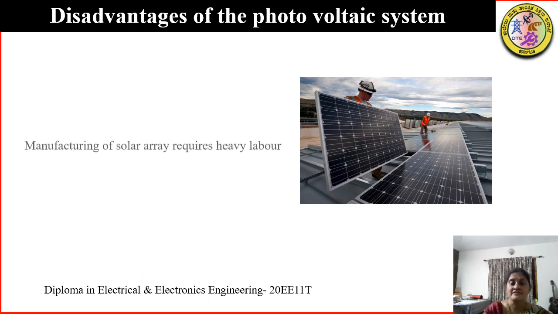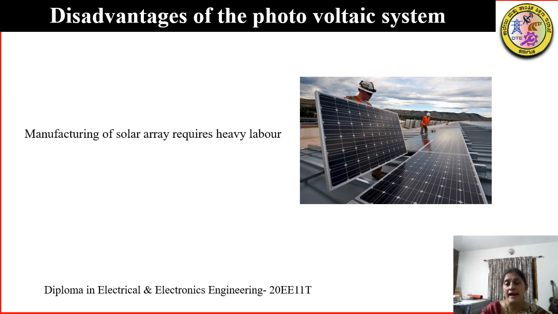Manufacture and installation of solar arrays requires heavy labor. So it is totally labor intensive and it requires skilled labor to install these panels.